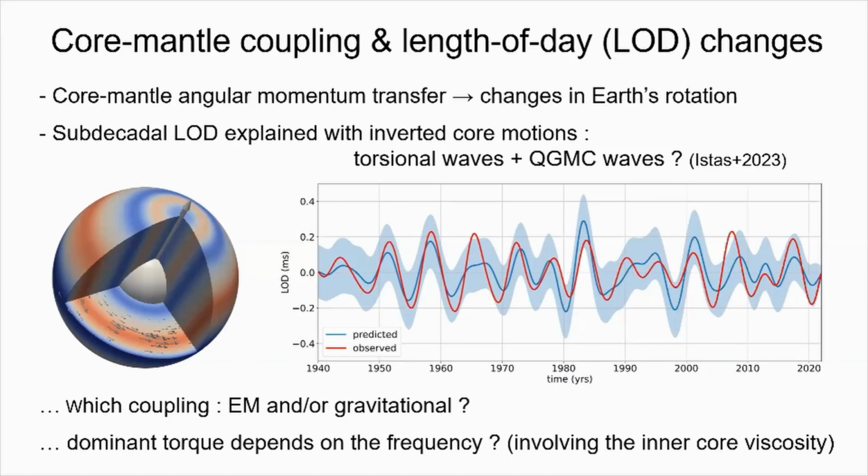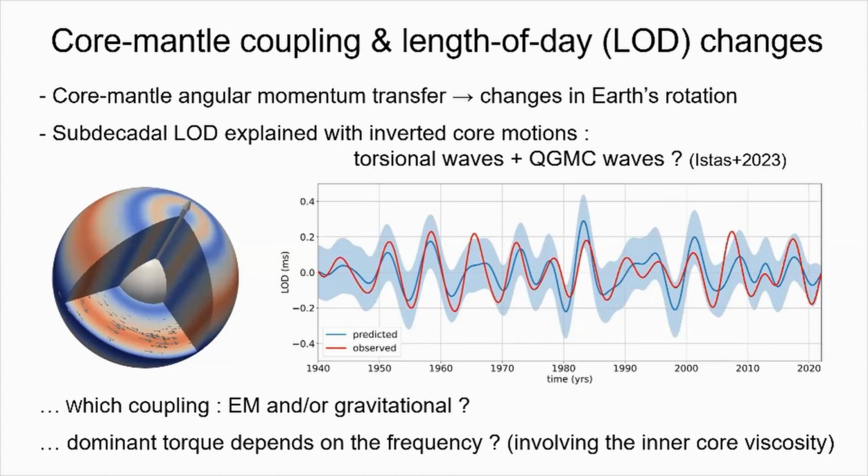On subdecadal periods, there are several spectral lines that have been isolated in the length of day that generate this kind of signals. The observation is in red, and our prediction from a flow model inverted from magnetic data is in blue. So the overall fit is good given all the assumptions we make. The motions that are responsible for that are axially invariant, so these are zonal motions of that kind. And we have a bunch of waves, torsional waves and QGMC waves, that are candidates to explain this signal. And then the question is, what is the mechanism to couple the fluid to the mantle?